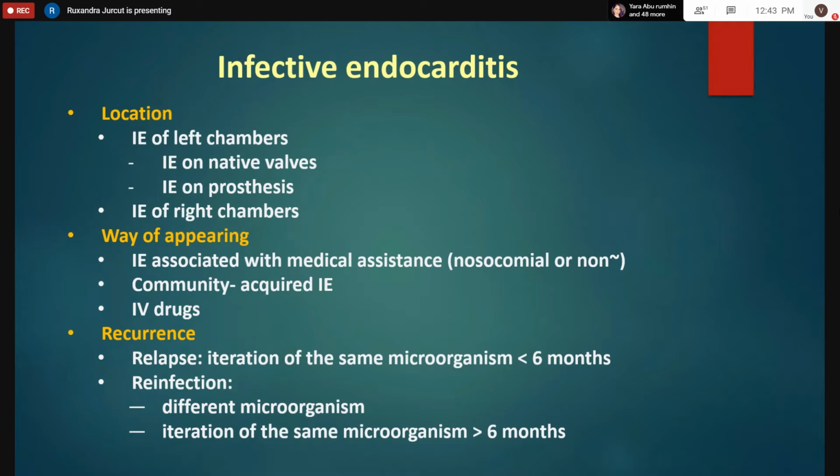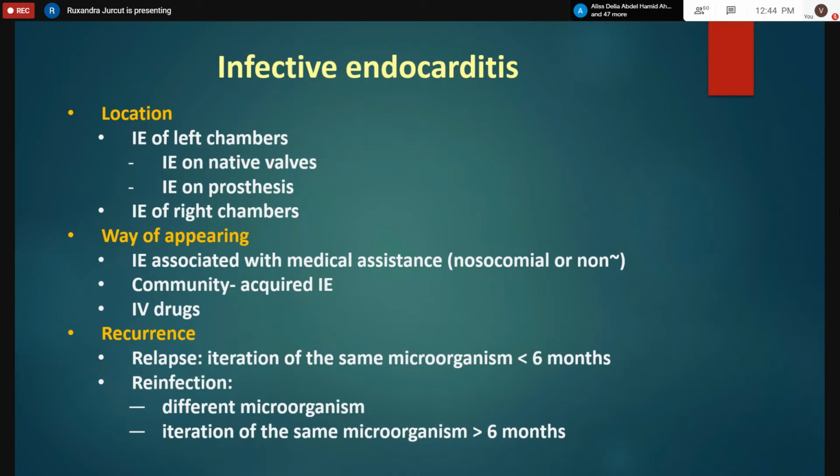For infective endocarditis, we usually don't just say infective endocarditis and that's all. We usually say if it's an infective endocarditis of the native valves, or of a prosthesis. We might also want to say on which valve. So we might say infective endocarditis of the native mitral valve, or infective endocarditis on the aortic prosthesis. Then we want to communicate the way this endocarditis was acquired or appeared.